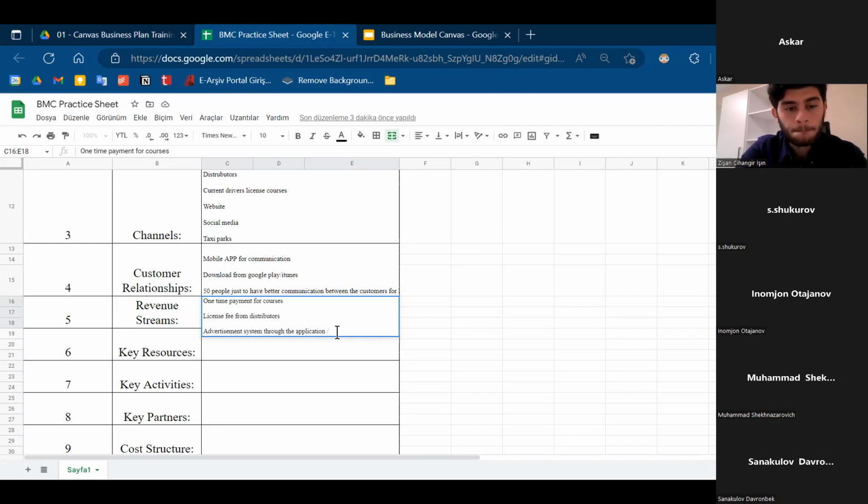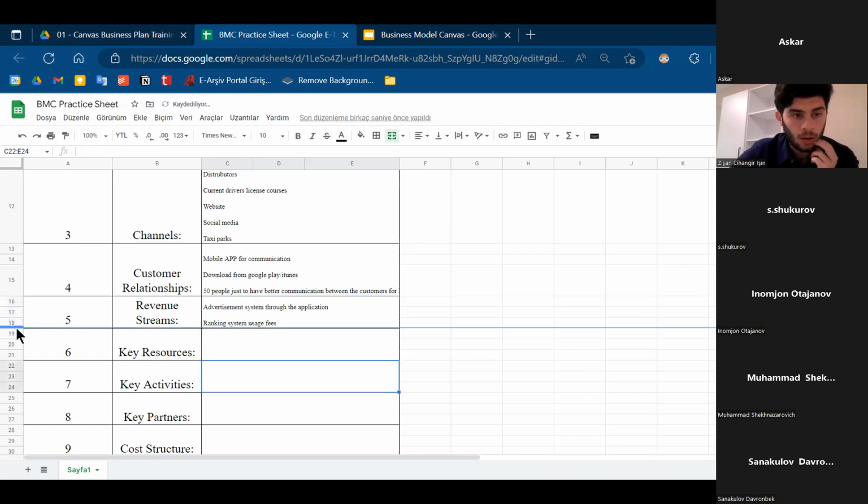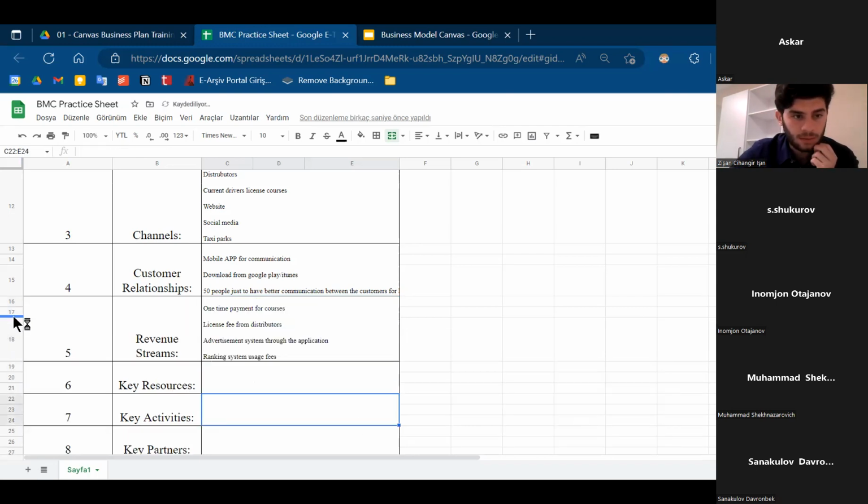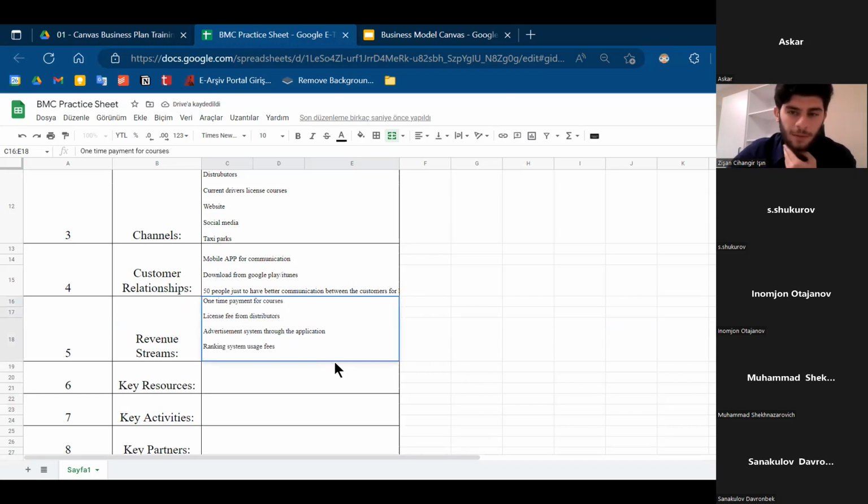And we will launch a rating system. Rating system. Yeah, rating system. Could we say ranking system usage fees? Like people will pay you money for getting ranked, their rank. Okay, that's great. Is there any other than these four revenue streams?